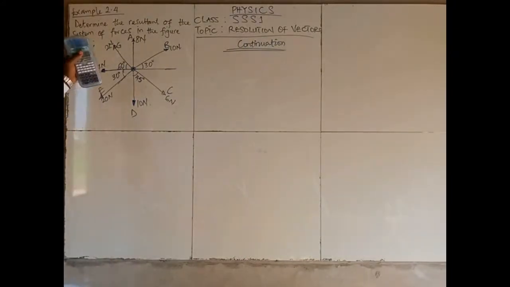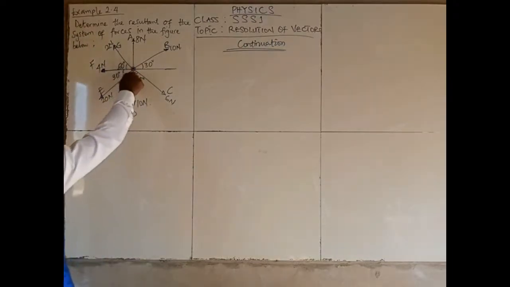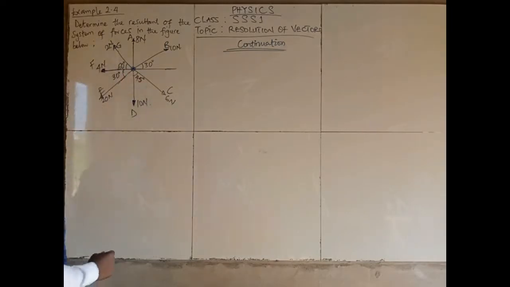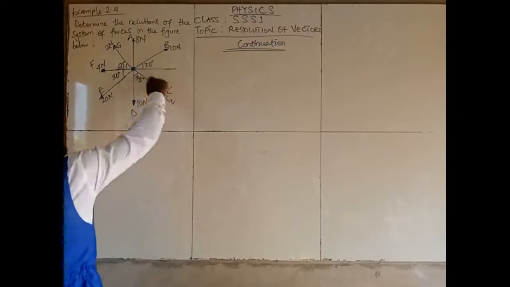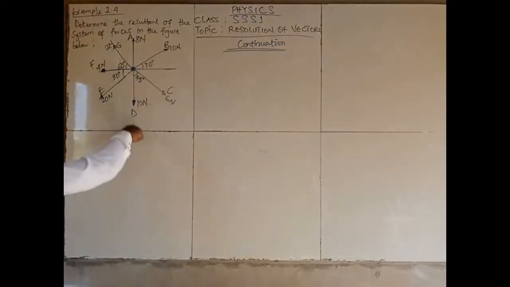Look at them, all of them are trying to drag a table. Let's say this is a table, center O, with various forces. See, we have 10 Newton, this one pulling with 6 Newton, this one pulling with 10 Newton, 20 Newton, and so on.